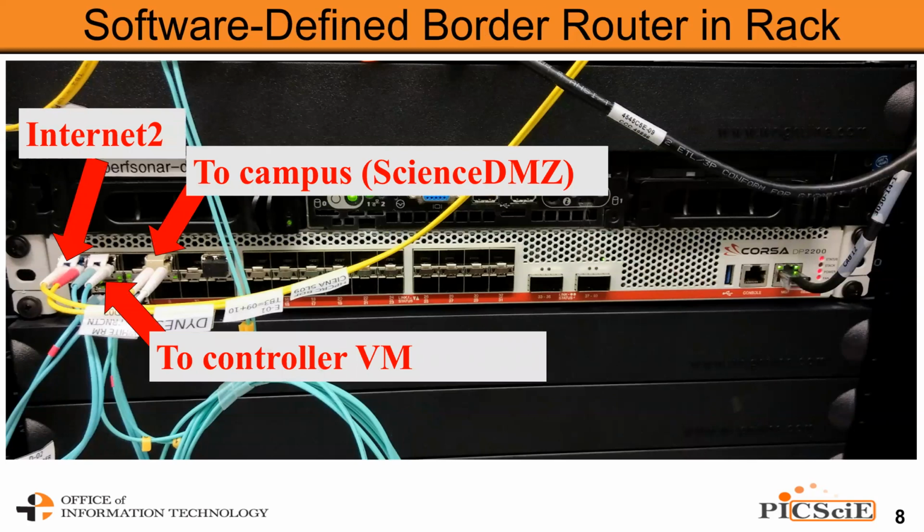The connection right next to that is traffic that goes to the controller VM, this is all BGP traffic that goes to the controller VM. And the connection next to that is to our campus, which is the Science DMZ network. So the data just goes through between Internet2 and the campus, and control and BGP traffic will go to the controller VM here. I'll talk in more detail in the following slides.